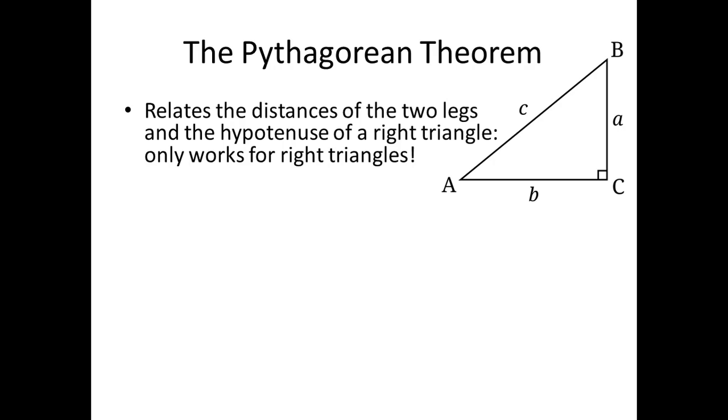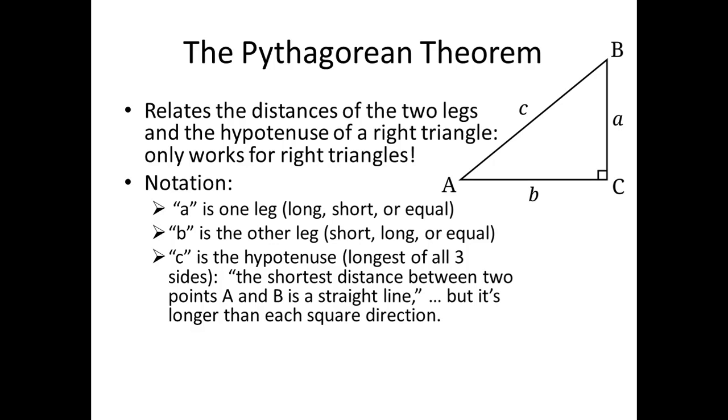So the Pythagorean theorem relates the distances of the two legs, which are a and b, and the hypotenuse, which is c, of a right triangle. And to be clear, it only works for right triangles. Don't be trying to do this on other triangles. And again, on the notation, a is one leg. It can be the short or the long one. It doesn't matter. But then, of course, b is the other one. So short or long, or they might be equal in length with a 45-degree right triangle, the two legs are equal. But c is that hypotenuse. It's the longest of all three sides.